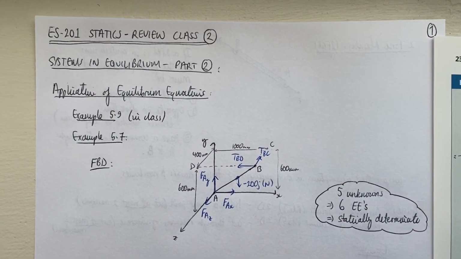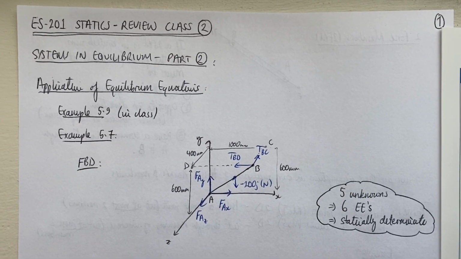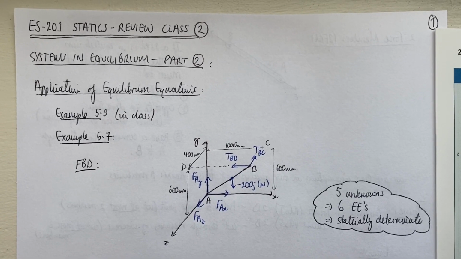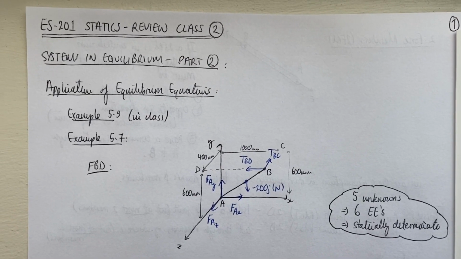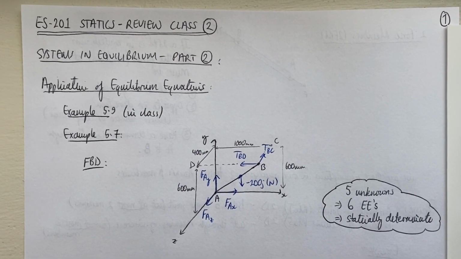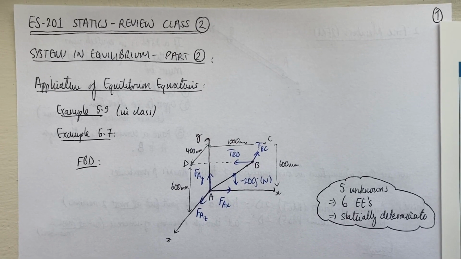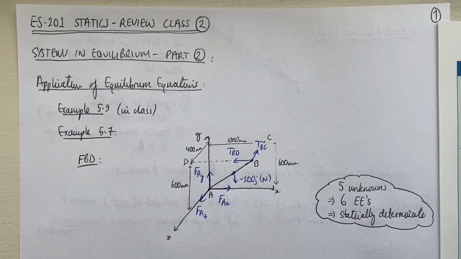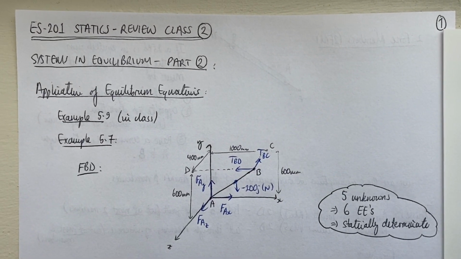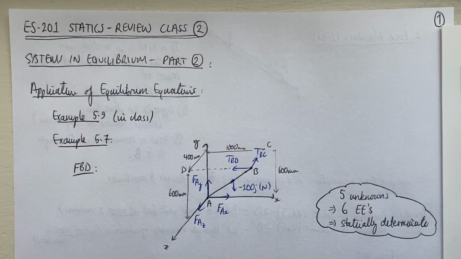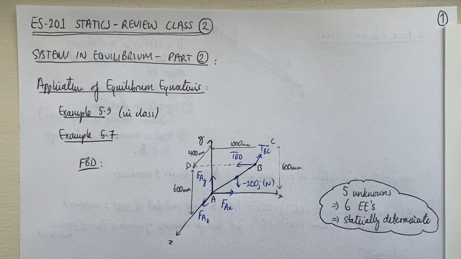Alright, so here we go then with part 2 of systems in equilibrium. We're going to start off by quickly revising how to apply the equilibrium equations. We're going to do an example in 3D that also revises 3D supports, right? So we talked about supports in 2 and 3D in the previous review class. Now we're going to use that information to resolve a system and apply the equilibrium equations to a 3D system.